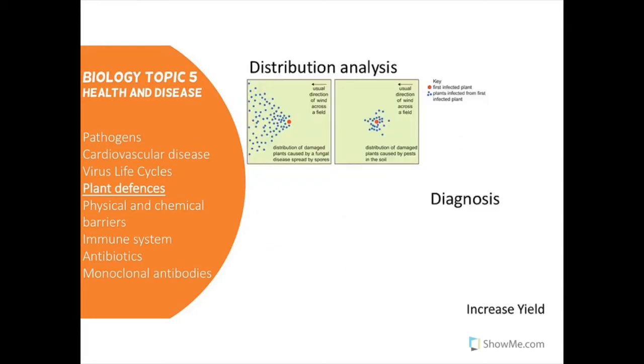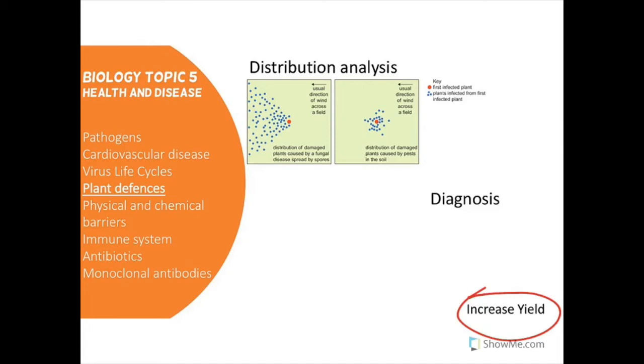Now we're going to look at different plant diseases. So why are humans interested in plant diseases? Well, it's all to do with farming and increasing yield. If a farmer has a field and has plants that are being attacked by pathogens or by pests, then this is really bad because it's going to basically lose the farmer money. It's also bad for mankind because there's going to be less food available for us.